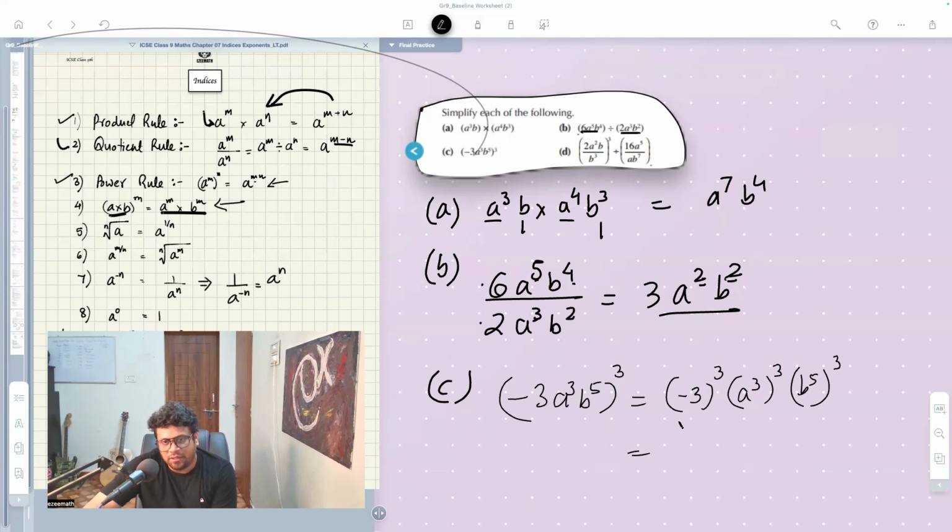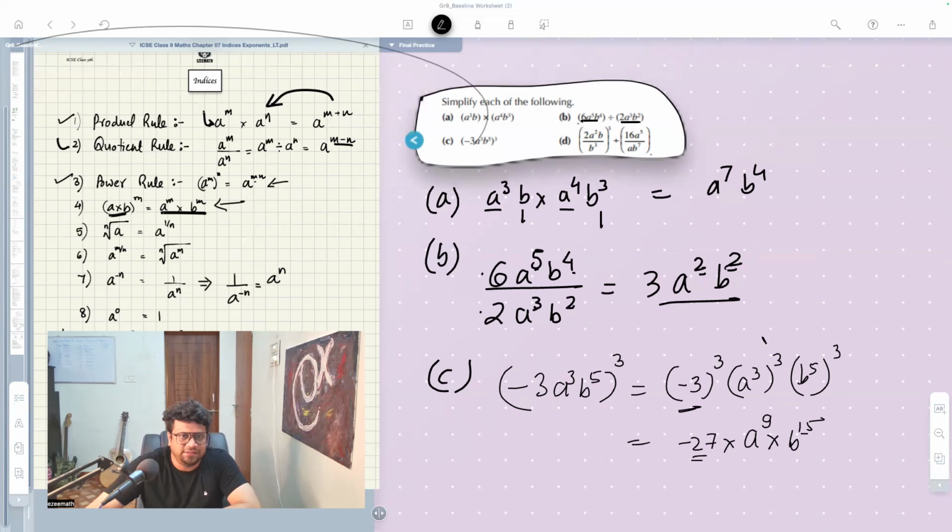Now the power rule: negative 3 to the power of 3 is negative 27, a to the power of 3 to the power of 3 is a to the power of 9, and b to the power of 15. There's no rule required for negative 3 to the power of 3. It's a very nice negative 27. Everybody knows 3 times 3 is 9, and 5 times 3 is 15. That's your answer for part C.